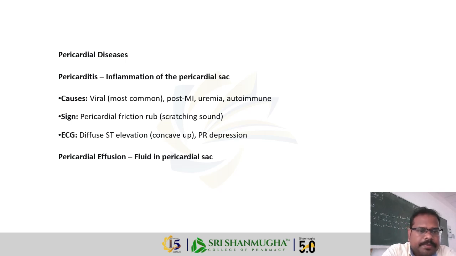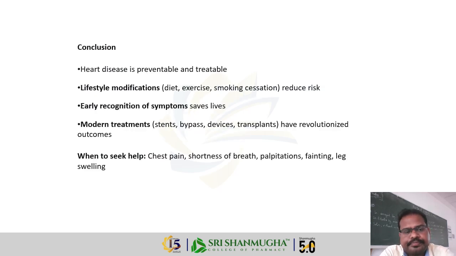What are the signs? Pericardial friction rub and on ECG you can see diffuse ST elevation. ST level is elevated and PR is depressed. So this is called pericardial diseases.